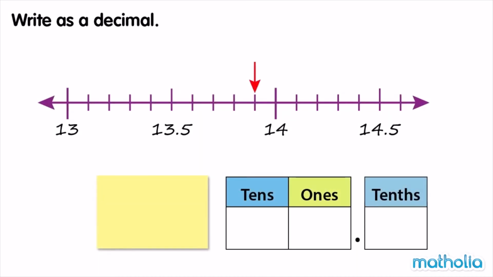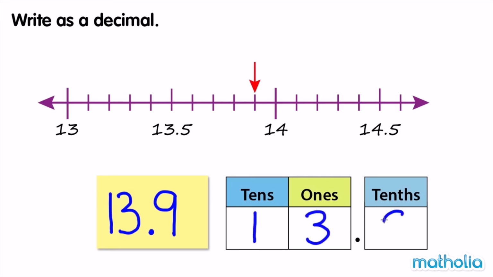Write as a decimal. The red arrow is pointing to a number on the number line between 13 and 14. Each step on the number line shows 1/10. Let's count on from 13.5, 6, 7, 8, 9. The red arrow is pointing to the decimal 13.9. 13.9 has 1 ten, 3 ones, and 9/10.